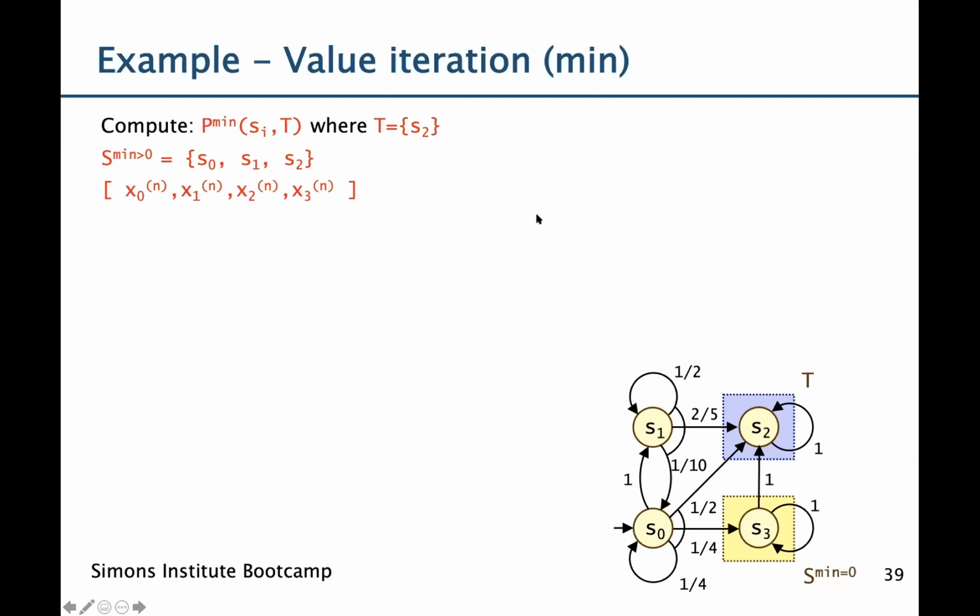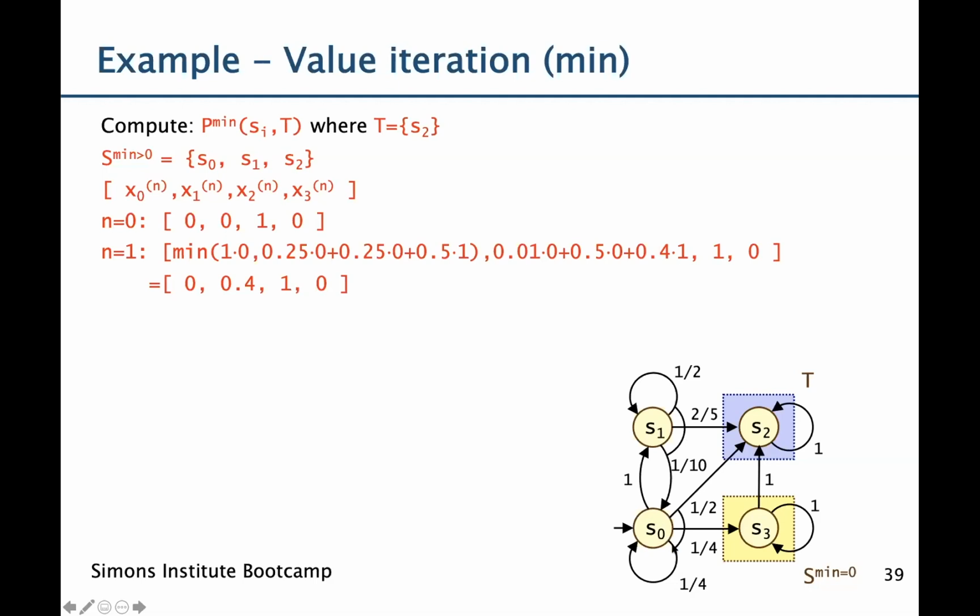So let's have a look at the probability vectors that we get. In the 0th case, S0 and S1 are 0, this is the 0th case. S2 is 1 because it's the target, and S3 is 0 because the minimum probability is 0. Then in S0, we take the minimum over this choice here and this choice here, while in S1 there's no choice, so we just have this one update here, and this yields these probabilities here.